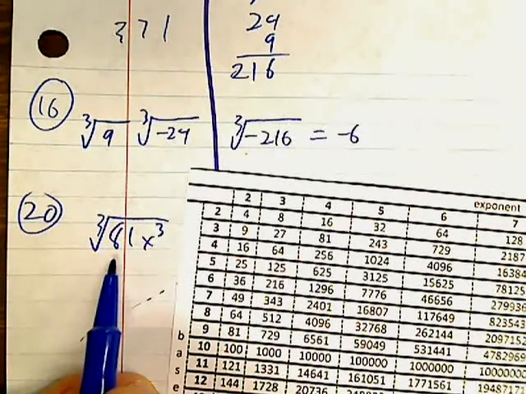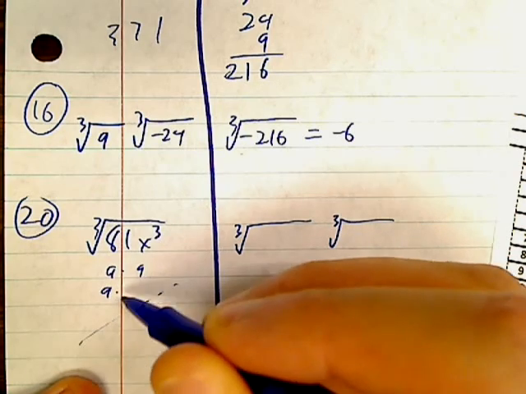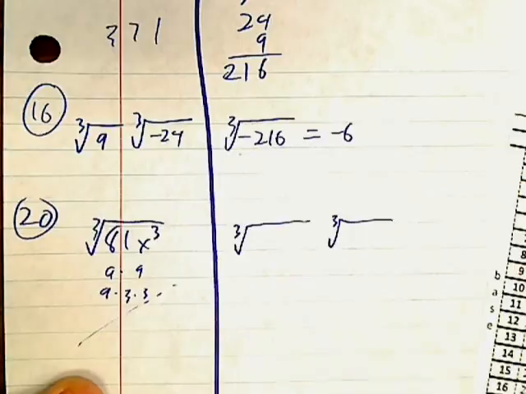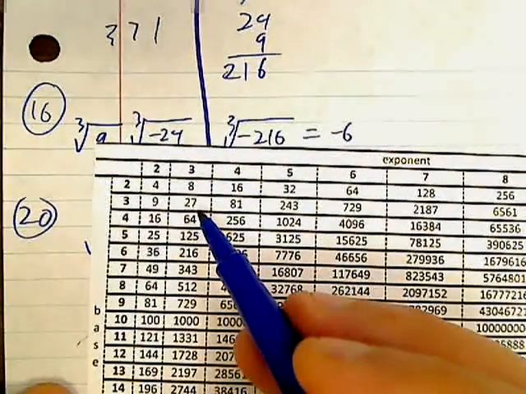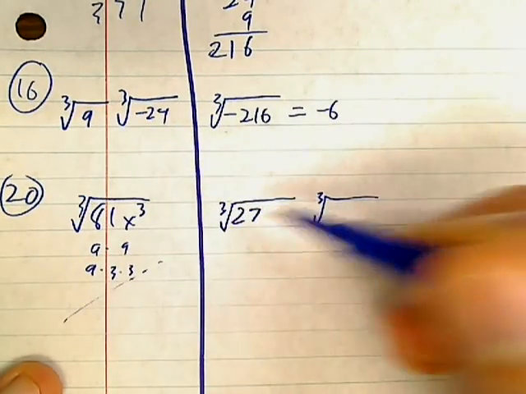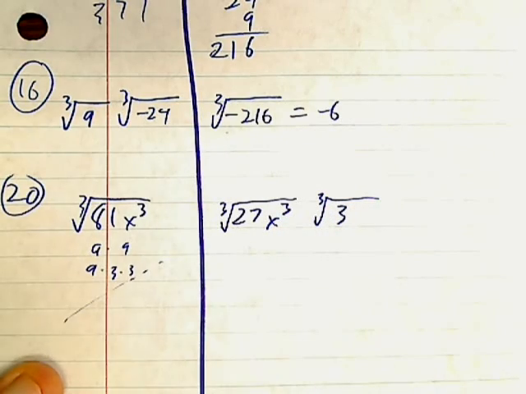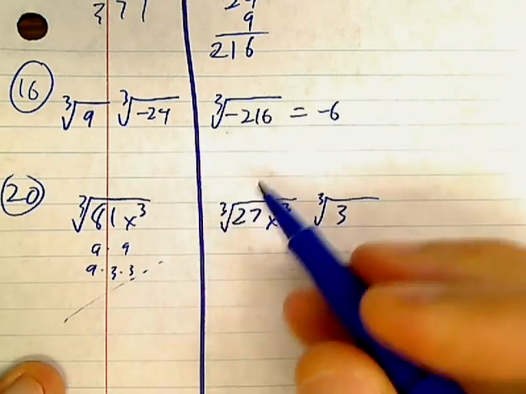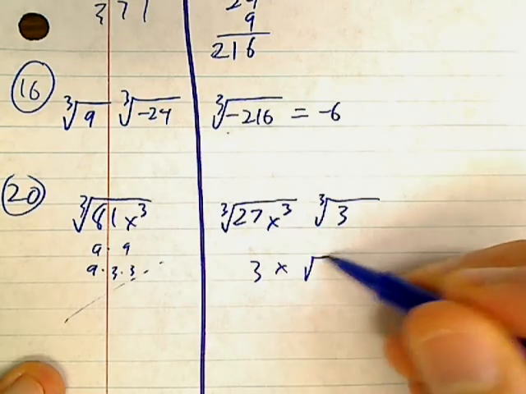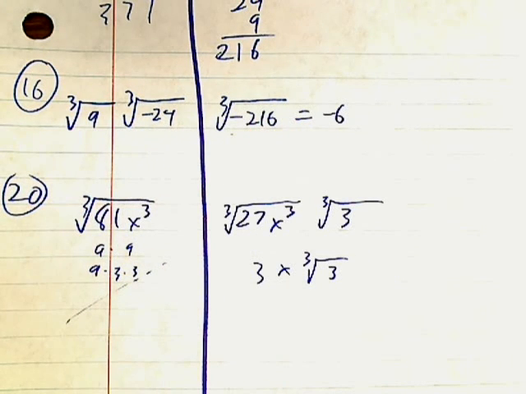It's 9 times 9, and if you kind of break that up a little bit, you have 9 times 9, then 9 times 3 times 3, and between the 9 and the 3 there, you can get the 27. That's on your chart here. So that's mentally how you can break that number up to get to the 27. So 27 and 3, but x cubed is a perfect cube, so I can put x cubed there. Well, that's pretty cool. So the third root of 27 is 3. 3 divided by 3 is 1 times the third root of 3. So that's number 20.